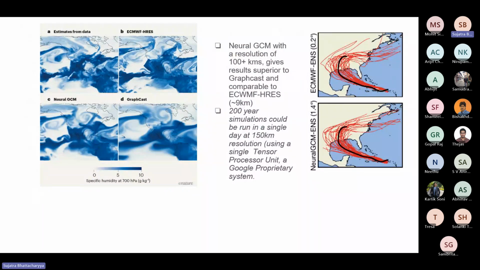So these are tracks of cyclones from the ensemble at 0.8, and NeuralGCM, which is run at 1.4. So you have a good spread, which you can see here, and it's comparable to what you get with an ensemble at ECMWF.